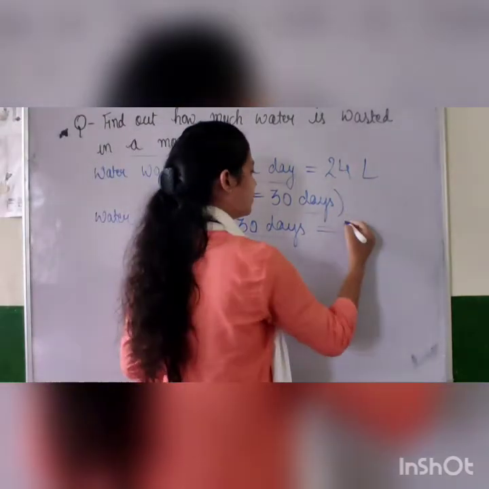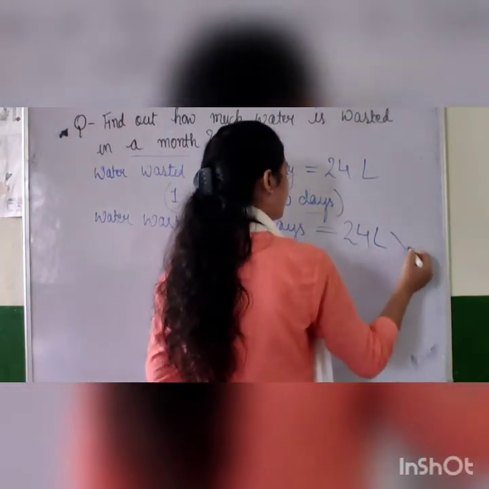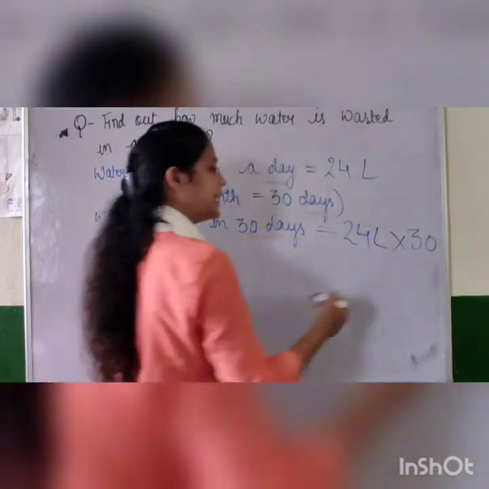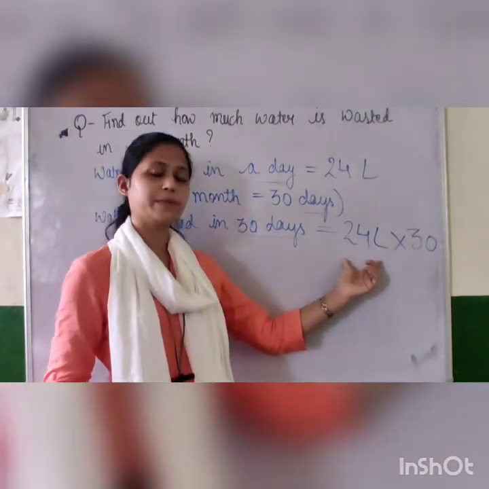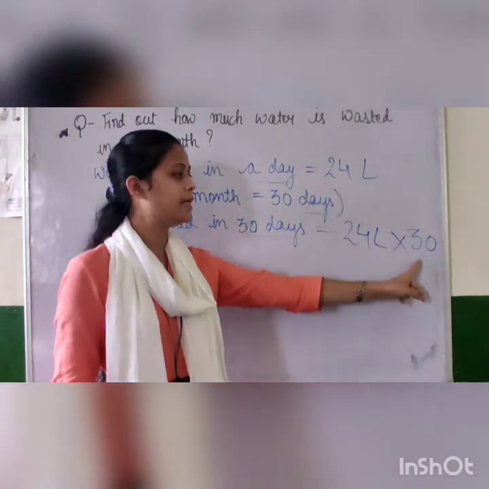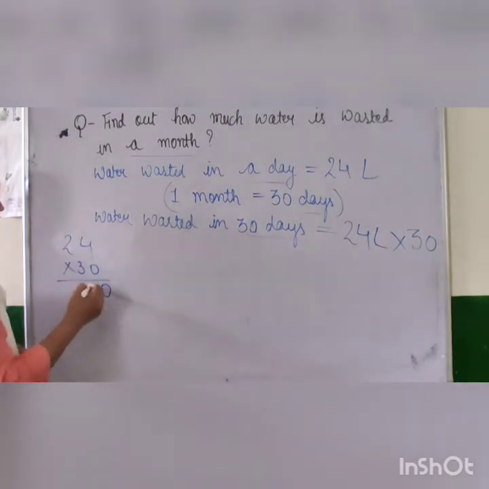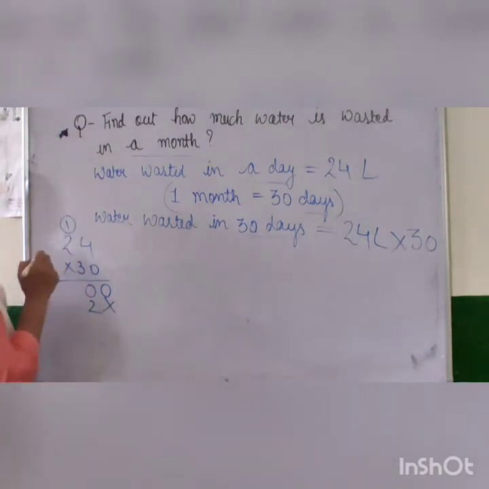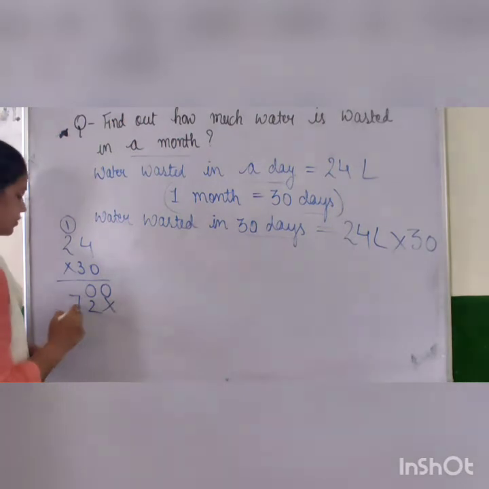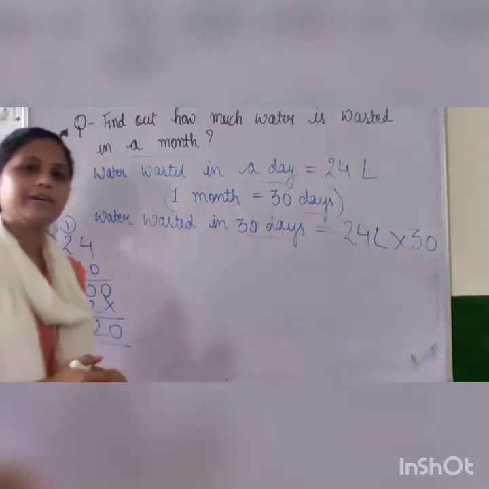We will multiply 24 liters, the water wasted in 1 day, by 30, because we have to find for 30 days. So let's multiply it here. 24 multiplied by 30. 0 into 4 is 0, 0 into 2 is also 0. Then 4 into 3 is 12, 1 will be in carry, and 3 into 2 is 6. 6 plus 1 is 7. So it means 720 liters of water.